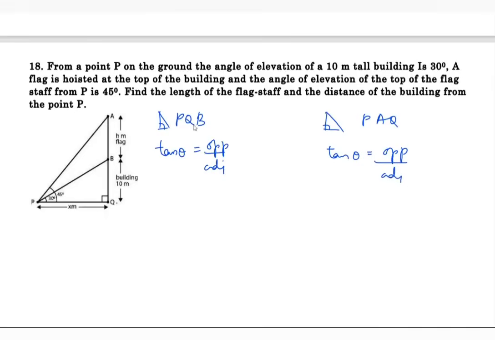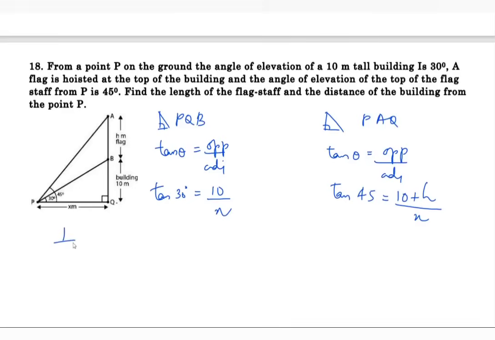What is theta in triangle PQB? It is 30 degrees. That is tan 30 equals opposite, which is the height of the building they have given, that is 10, divided by adjacent x. The same way in this right angle triangle, theta is 45 degrees, which is equal to opposite, the height of the building plus the flag post h, divided by adjacent x.